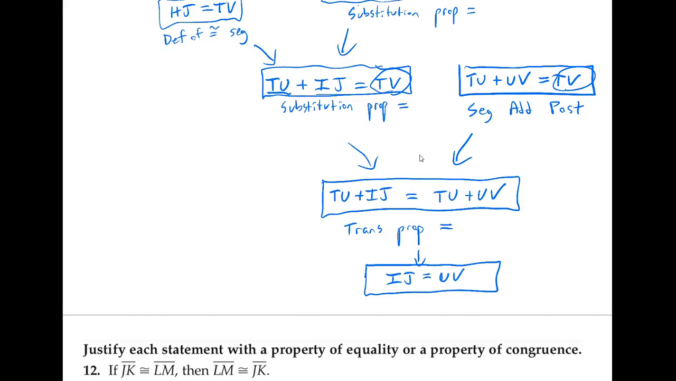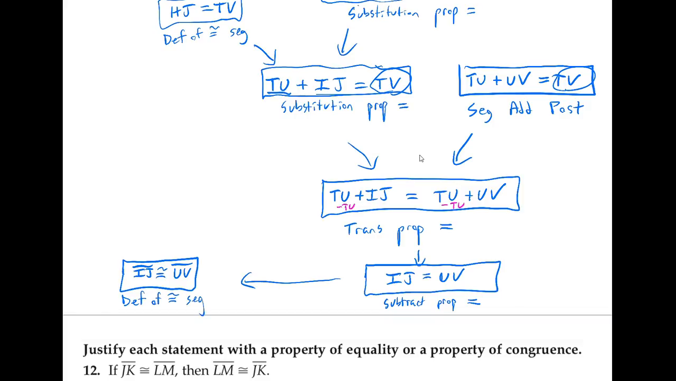And how do we do that? Well, we just subtracted the TU here and the TU here. So that was the subtraction property of equality. And then the last step, here's the nice thing about flowcharts, you can go in any direction. If those lengths are equal, then we know that the segment IJ is congruent to the segment UV, and that was by the definition of congruent segments.